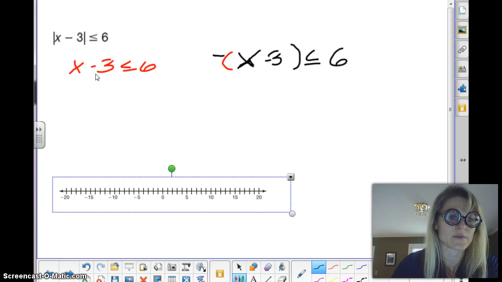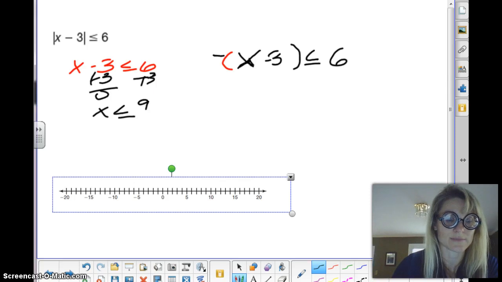Okay, so we're going to solve this. Just add your 3 on over. So x is less than or equal to 9, right? And if I plug that in, that would give me 6, right? 6 is less than or equal to 6.